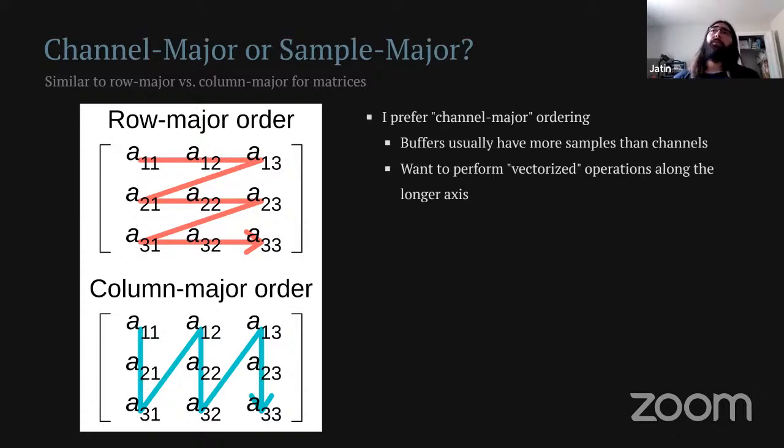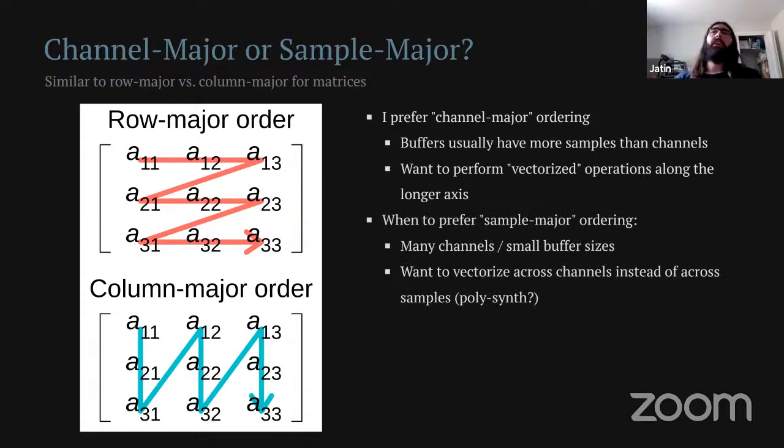For myself, I prefer channel major ordering. So basically you have all of the samples in one channel, and then all of the samples in the next channel, and so on. And the reason for this is that most of the time your buffers are going to have more samples than they're going to have channels. And if you want to do longer vectorized operations, it's usually better to do those along the longer axis of your data, depending on how your data is stored.